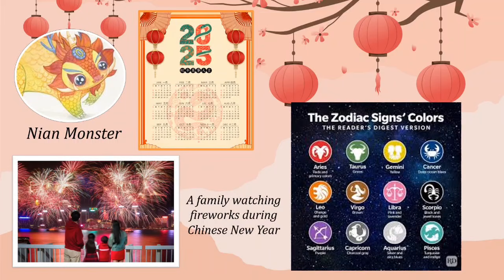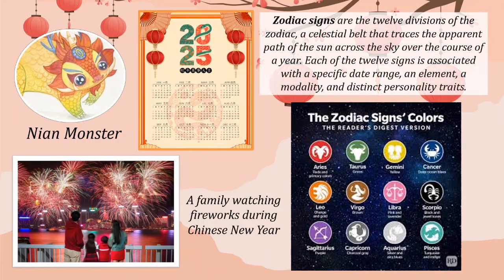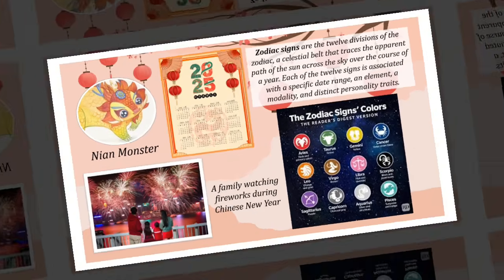The zodiac signs that we have are the 12 divisions of the zodiac, a celestial belt that traces the apparent path of the sun across the sky over the course of a year. Each of the 12 signs is associated with a specific date range, element, and modality, and distinct personality traits.